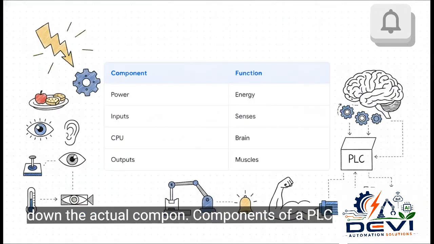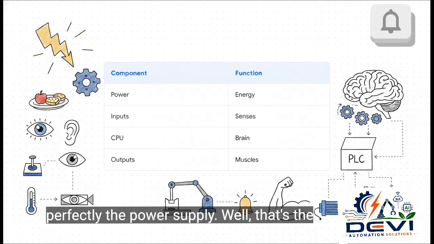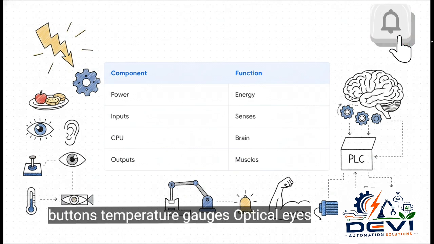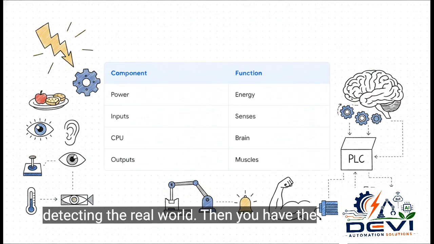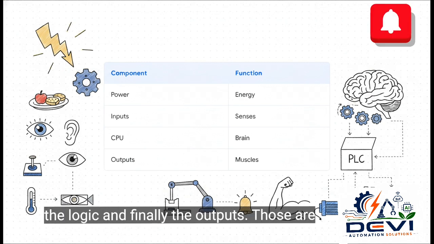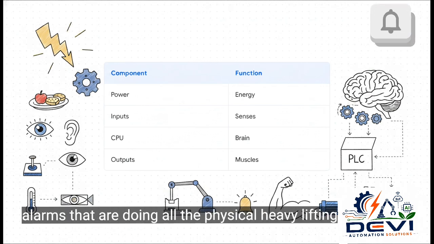When we break down the actual components of a PLC, the human body analogy fits so perfectly. The power supply, well, that's the energy keeping the whole system alive. The inputs are the senses. Think push buttons, temperature gauges, optical eyes detecting the real world. Then you have the CPU, which is the actual brain executing the logic. And finally, the outputs. Those are the muscles, the motors, the pumps, and the alarms that are doing all the physical heavy lifting.